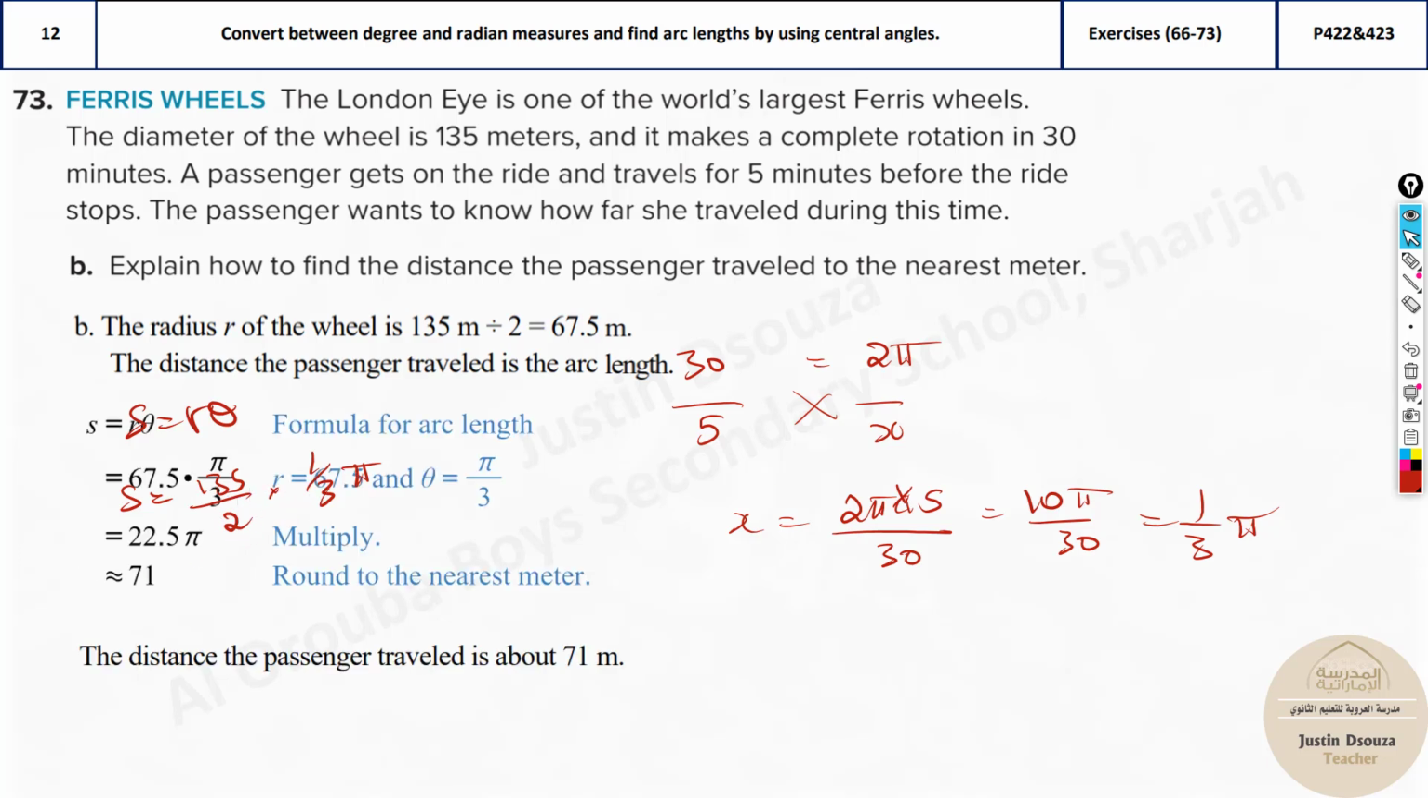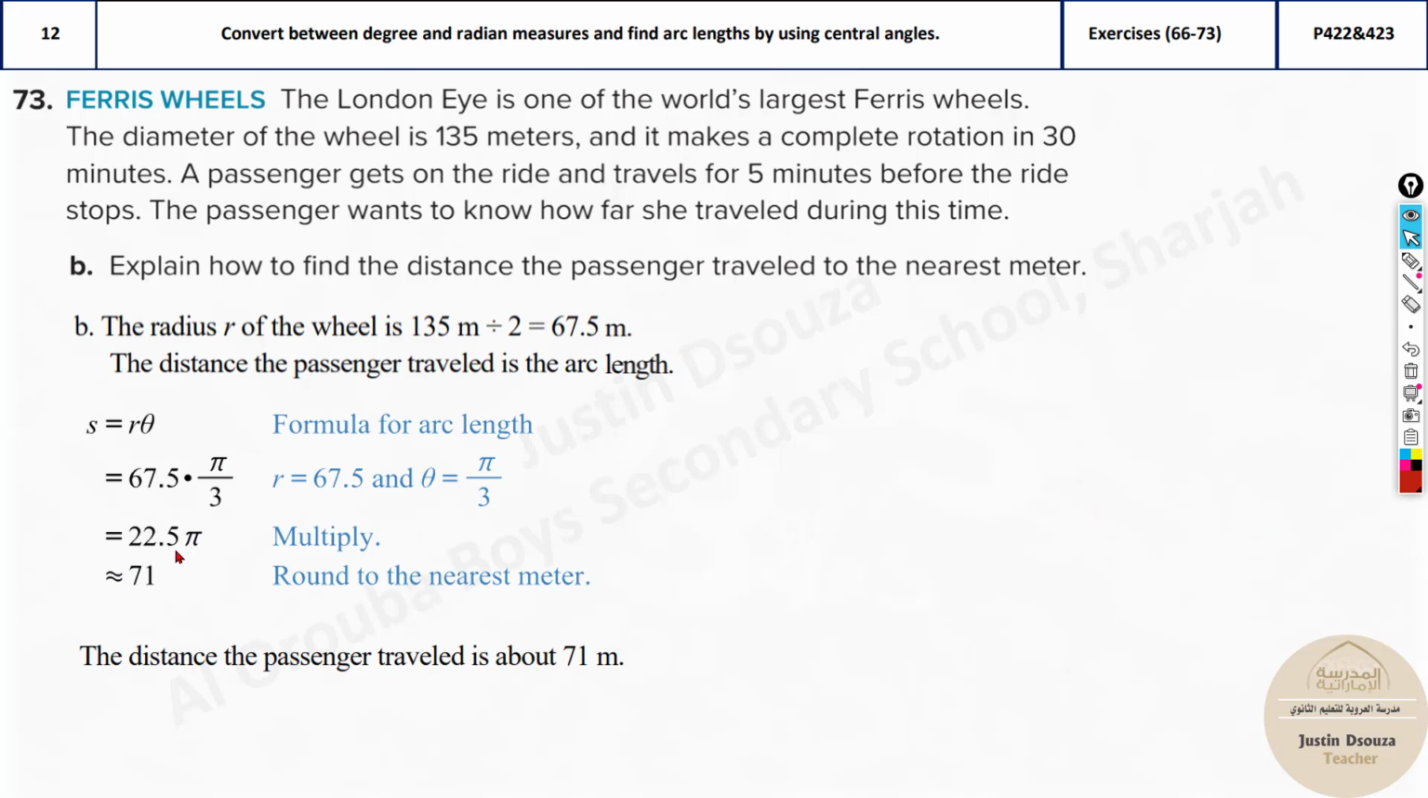67.5 into 1/3 pi. Here, try both the answers, because one way it is in terms of pi, 22.5 pi. Sorry, not in degrees, my bad. This is in terms of pi. This is the direct answer, where pi is 3.14. When you press SD, this will be multiplied and you will get the answer. Now both, 22.5 pi meters or 71 meters, are the same thing. Any one answer will be given in the options. The distance the passenger traveled is about 71 meters. So that's from the arc length formula.